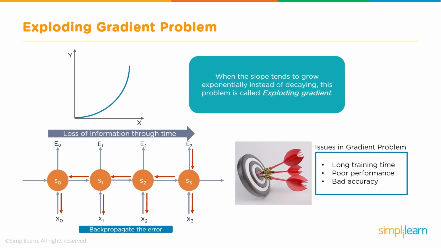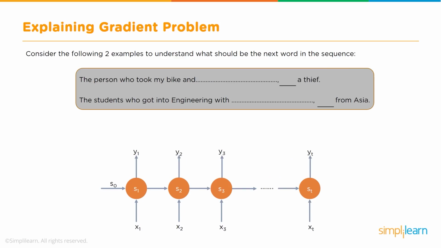When you're working with this particular neural network, when the slope tends to grow exponentially instead of decaying, this problem is called exploding gradient. Issues in gradient problem: long training time, poor performance, bad accuracy. And I'll add one more in there. Your computer, if you're on a lower end computer testing out a model, will lock up and give you the memory error.